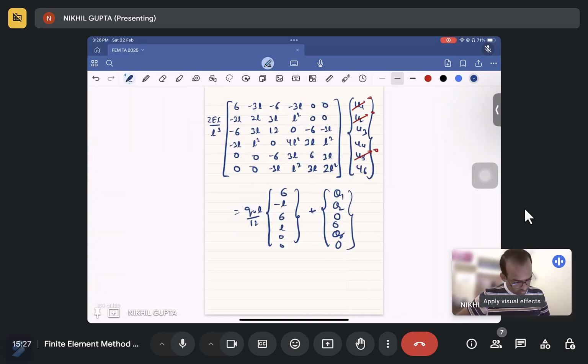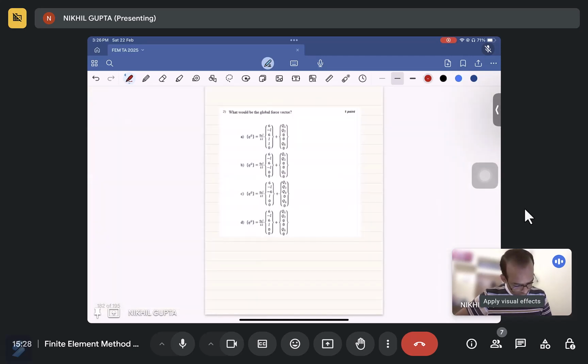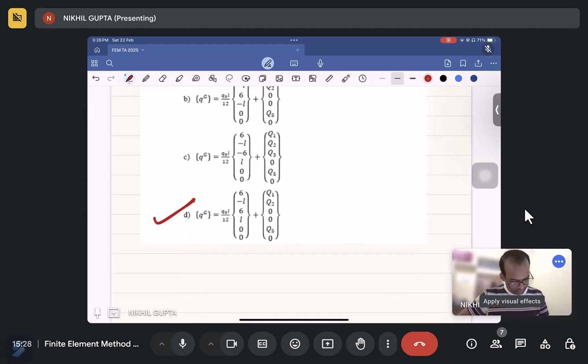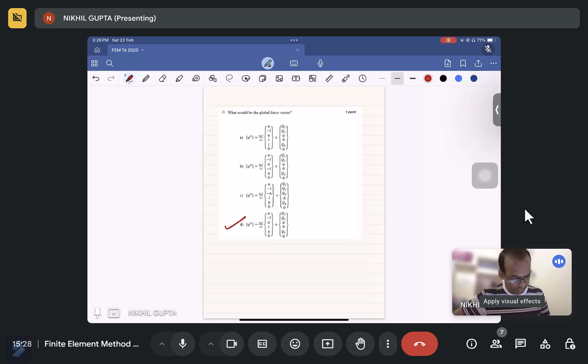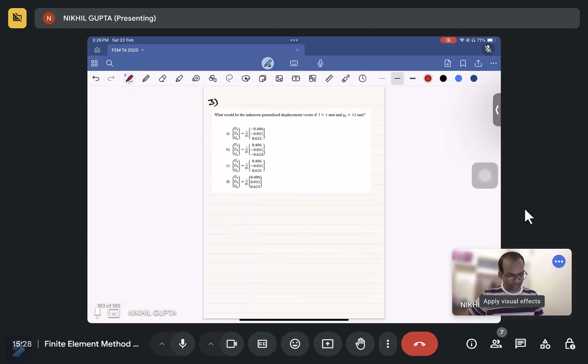So Q global is this: Q0 L by 12 along with 6 minus L, then Q1, Q2, and Q5. So the option is D. If you see, it is the same Q1, Q2, and Q5, so we have already computed this in the previous question. Question number 3: what will be the unknown generalized displacement vector if L is equal to 1 unit and Q0 is equal to 12 units?